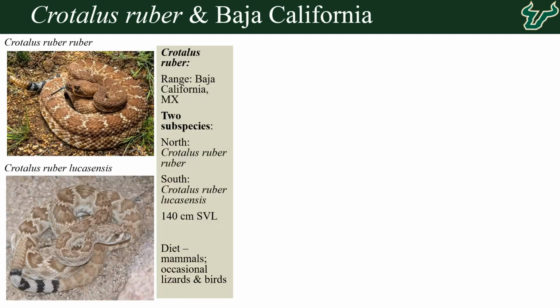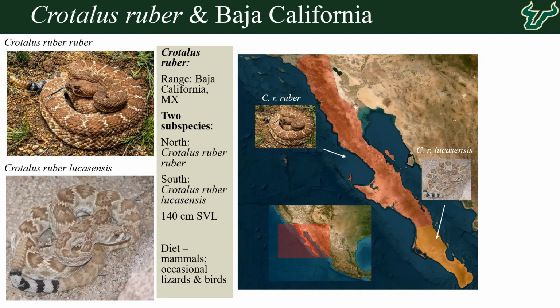The species I'll be using to investigate this question is Crotalus ruber, or the red diamond rattlesnake. So Crotalus ruber is endemic to Baja California, Mexico. It's found throughout the entirety of the peninsula and reaches as far north as Los Angeles, California in the United States. It is divided into two subspecies, one in the north and one in the south, as indicated here. And it's overall a large rattlesnake which feeds primarily on mammals, occasional lizards, and rarely birds.